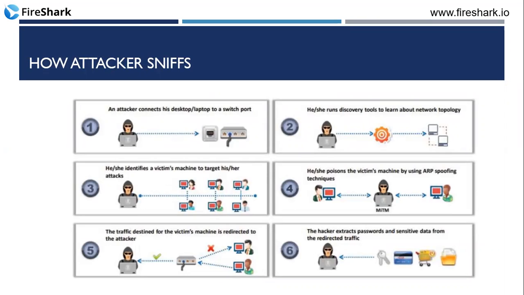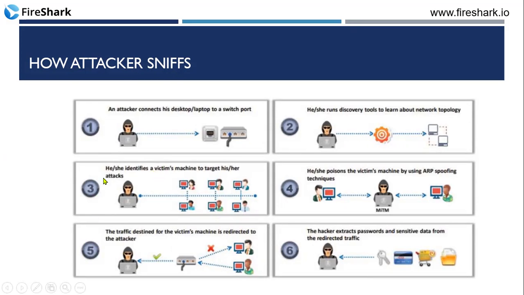Now, how does the attacker sniff? Step one: an attacker decides to hack a network and first discovers the appropriate way to access it. Once he is in the network, he connects his system or laptop to one of the ports of the switch. Then he determines the network information, such as the topology of the network, by discovery. That is the second part.